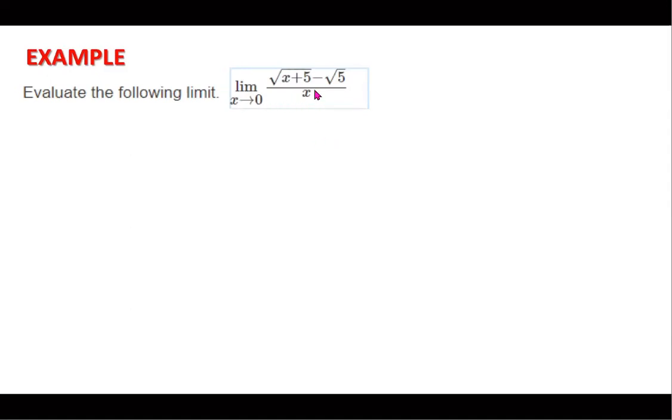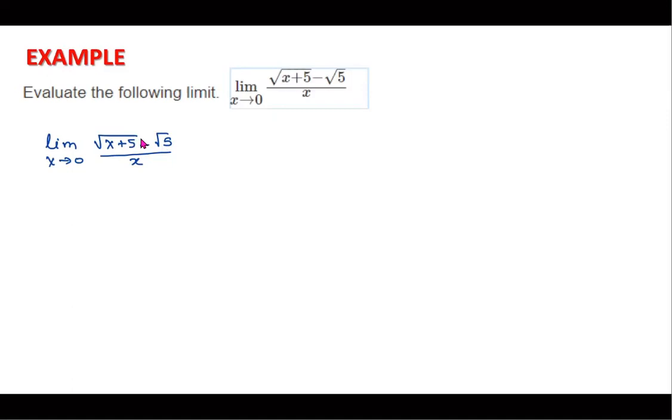And here, the problem is because of this x. We cannot have 0 in the denominator. So somehow, we need to remove this x from the denominator. So let's see what that technique is. Here we have the limit as x approaches 0 of square root of x plus 5 minus square root of 5 over x.